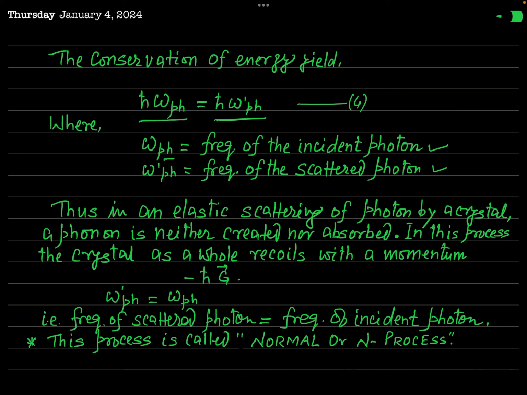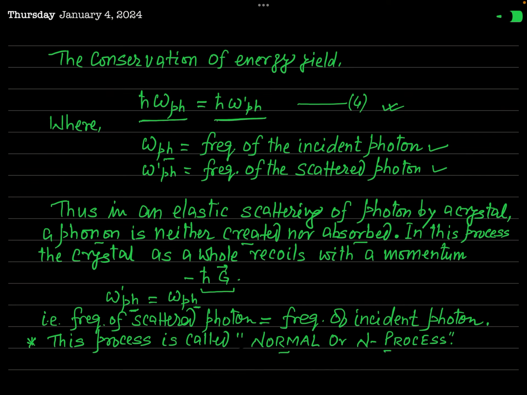Okay. So you can say that in an elastic scattering of a photon by a crystal, a phonon is neither created nor absorbed. Actually in this process, our crystal as a whole recoils with a momentum minus h bar G. This is the momentum of the recoiling crystal. And from equation number 4, it is easy to see that omega prime ph is equal to omega ph. It means the frequency of the scattered photon is equal to the frequency of the incident photon. So there is no change in frequency when Bragg's reflection takes place. Actually this process is called a normal process or N process.